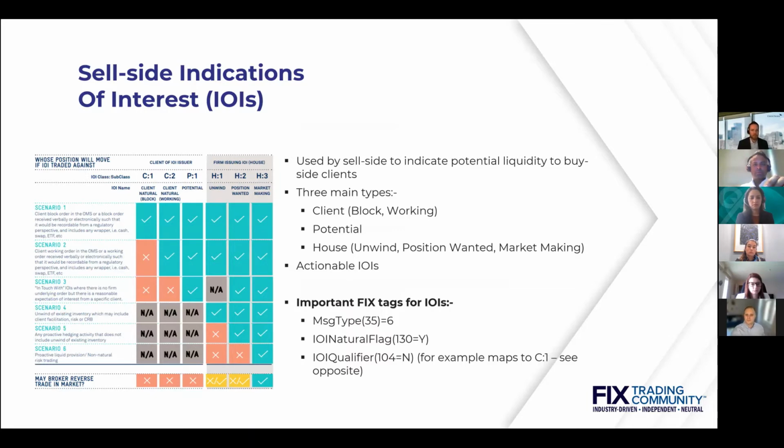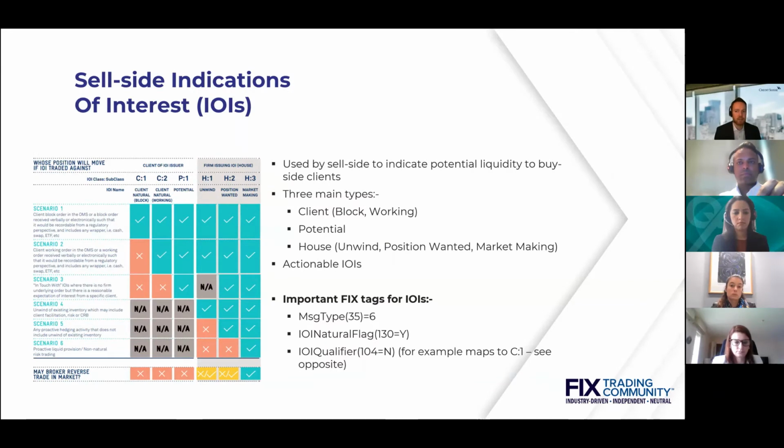Potential: this is where the sell side's client has communicated interest. There's no firm order, but a reasonable expectation that they would trade. Or house, and this is split into 3. Firstly, unwind. The sell side needs to unwind some existing inventory. This is understandably less well used due to the risk of signaling that kind of large position to the market. Position wanted, where the sell side wants to build a position in the stock for the purposes of meeting expected client demand. And market making, which is proactive liquidity provision or facilitation from the sell side.